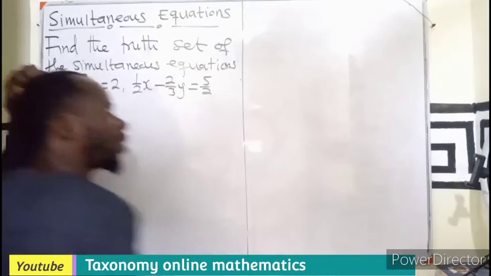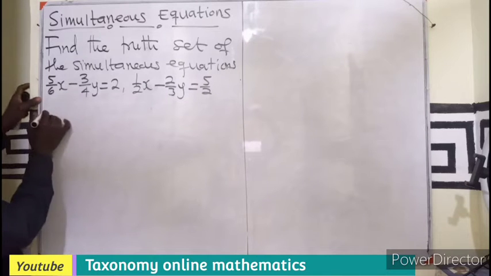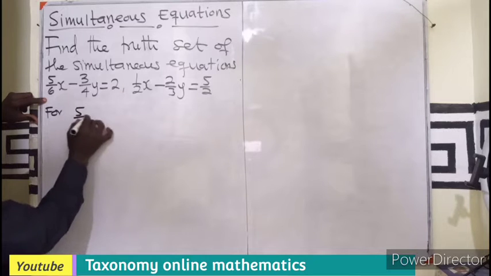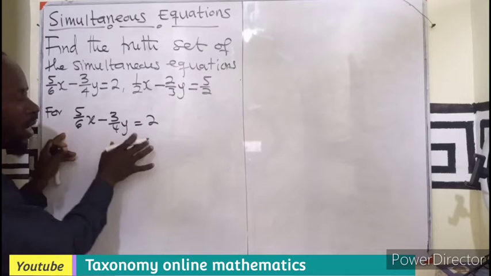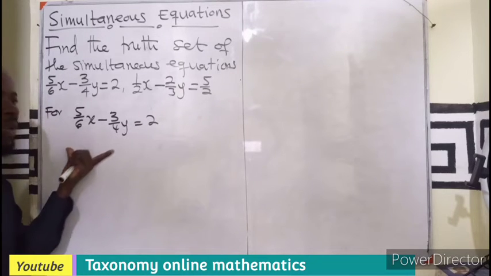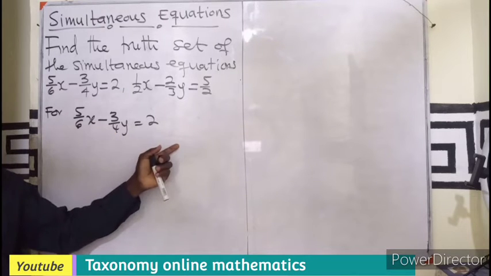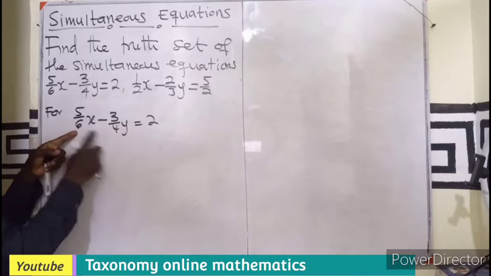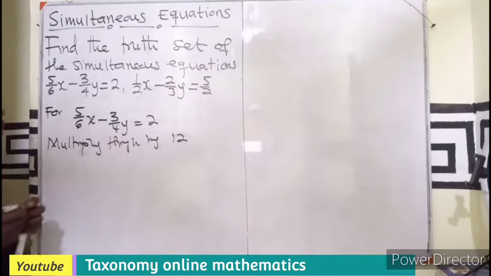Alright, now what we do is that this is a fraction, so we take the question one by one. That's 5 over 6 x minus 3 over 4 y equals 2. We want to write it to become linear without a fraction. So we are going to multiply through the whole equation by the LCM of the denominators, which is going to be 12. So let's multiply through this equation by 12.